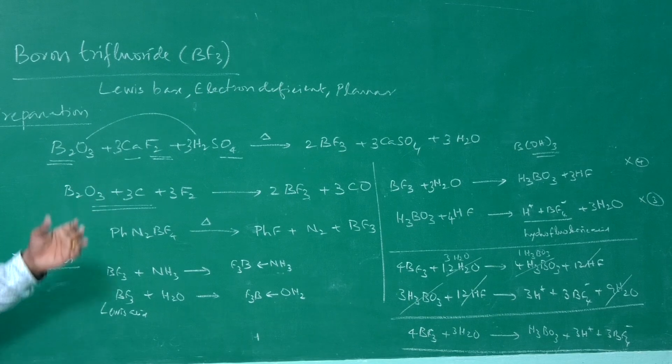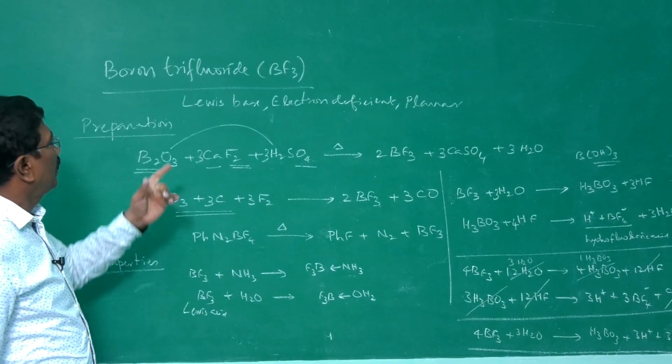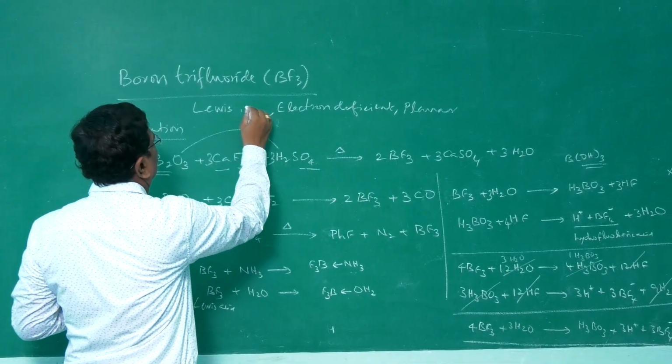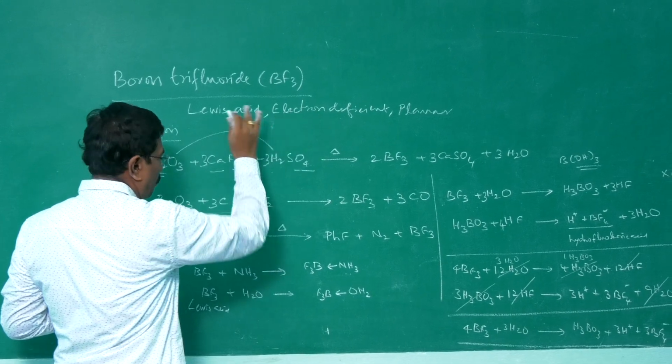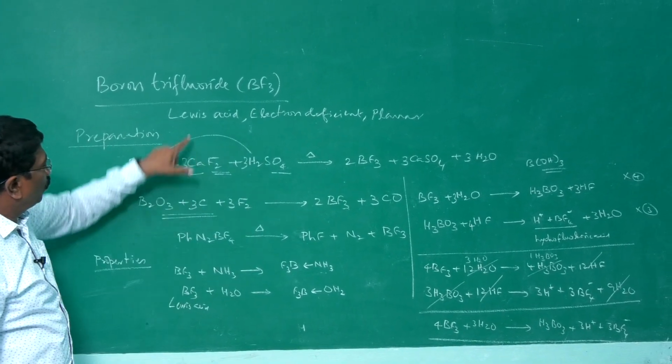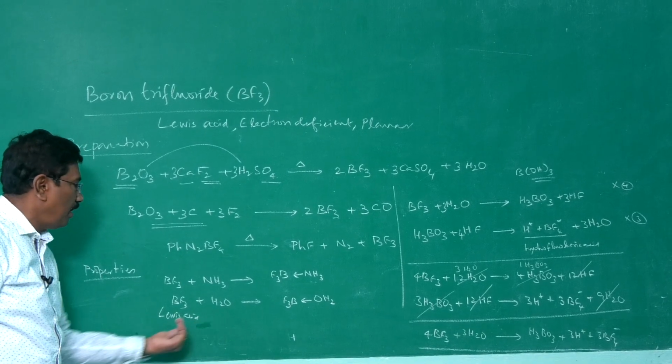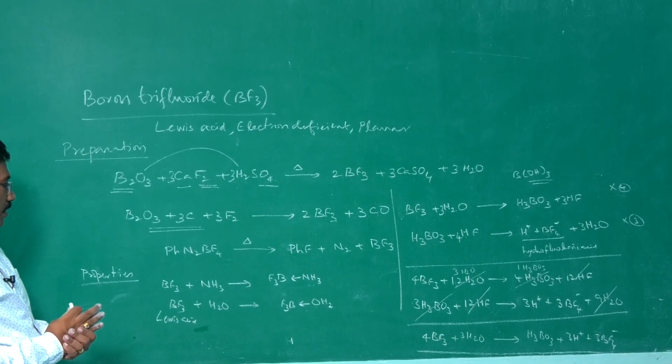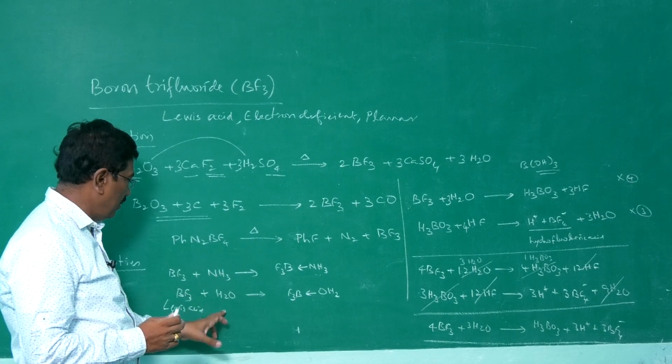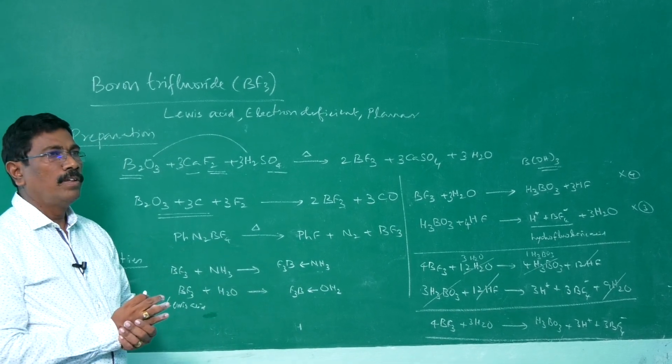As we have discussed earlier, here it is a Lewis acid. Electron deficient molecules are Lewis acids, and it accepts an electron pair to become a salt like this. These are Lewis bases, it is a Lewis acid.